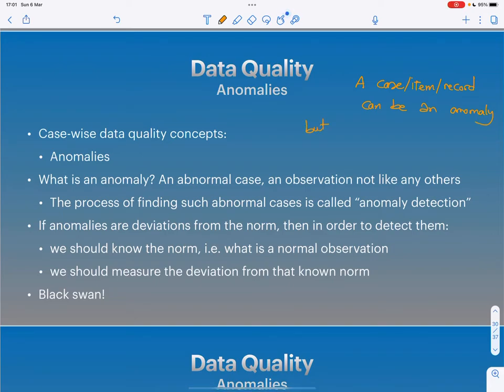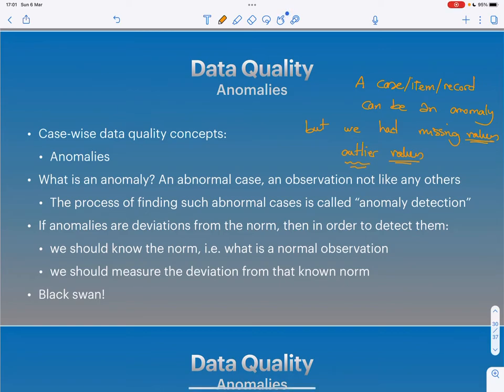But we had missing values. So value means it's variable wise. Missing values or outlier values. It's about values. It's not about a case. It's not an outlier case. This is the first difference that you have to consider. You have to remember that anomaly is something about a record. It's something about a case. However, outlier is about a value.